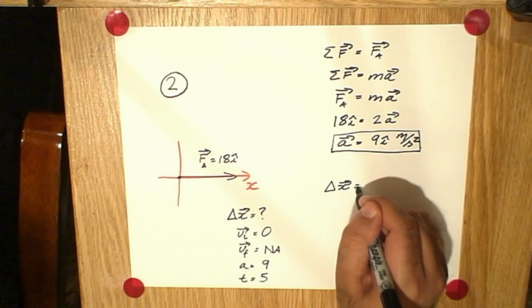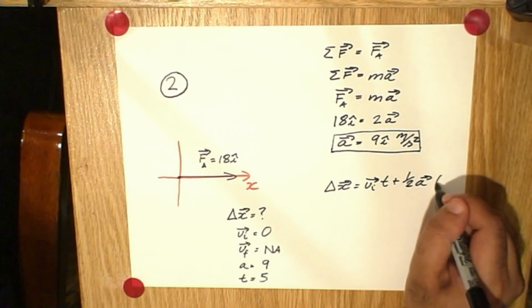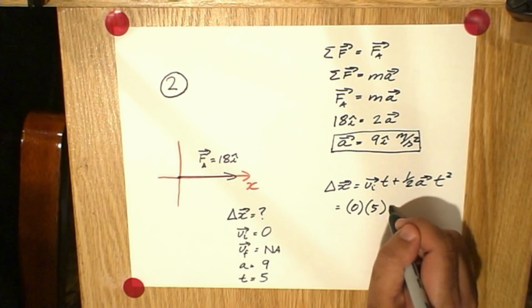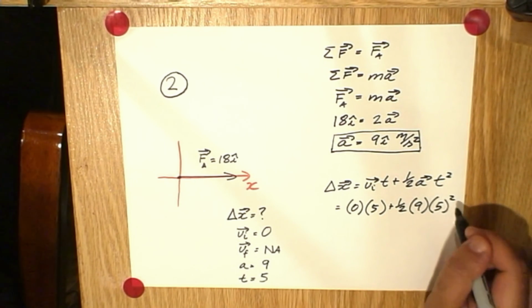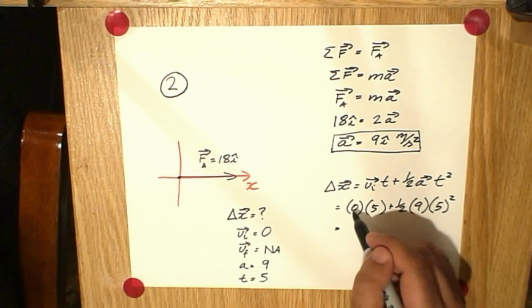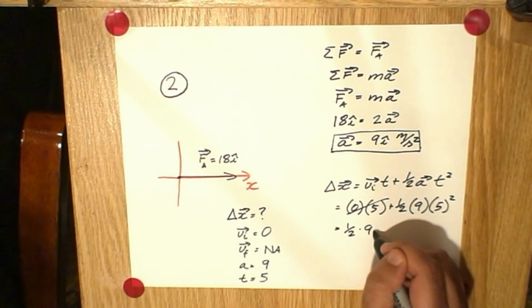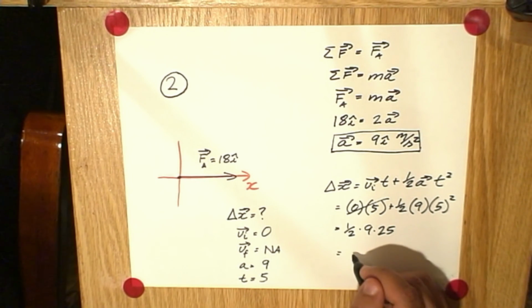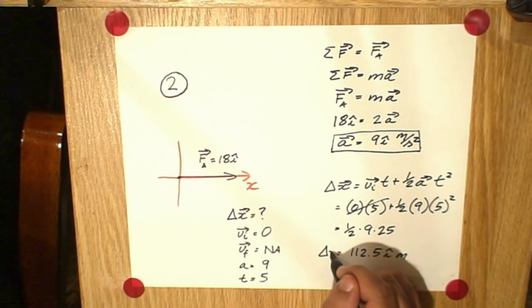That's delta x is equal to v initial times t plus 1/2 acceleration times t squared. So that's equal to v initial, 0, times t, 5, plus 1/2 times acceleration, 9, times t squared, that's 5 squared. So that works out to 0 times 5 cancels, half times 9 times 5 squared. That's half times 9 times 25. 9 times 25 is 225, divided by 2, that's going to be 112.5 i-hat meters. That's the displacement.